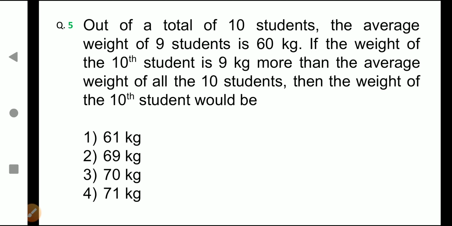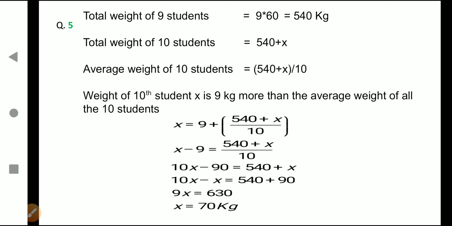Next question, out of a total of 10 students, the average weight of 9 students is 60 kgs. If the weight of the 10th student is 9 kgs more than the average weight of all the 10 students, then what will the weight of the 10th student be? Here the total weight of the 9 students will be 9 into 60, 540. Then the total weight of 10 students, because we don't know the weight of the 10th student, will be 540 plus x. Then the average weight of the 10 students is 540 plus x, because there are 10 students, divided by 10.